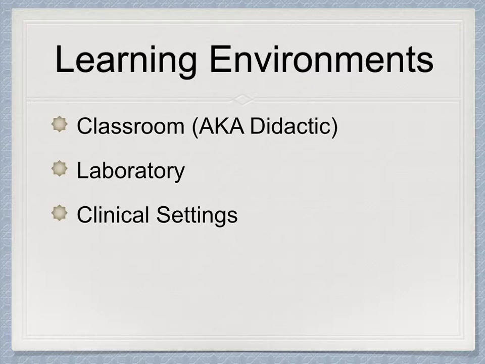So when we're talking about an athletic training professional education program, we were talking about three main learning environments where students will learn. The typical one is the classroom, which I think all of us understand what we're talking about here. It's also known as didactic. You'll see that in some of the literature, and maybe when you're doing some research, you might need to use the term didactic.